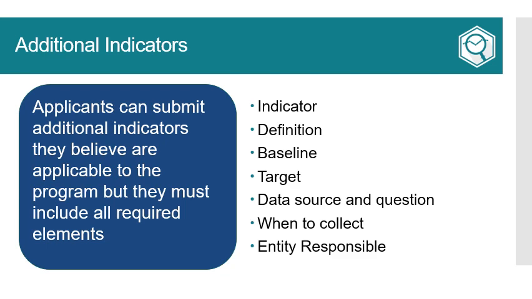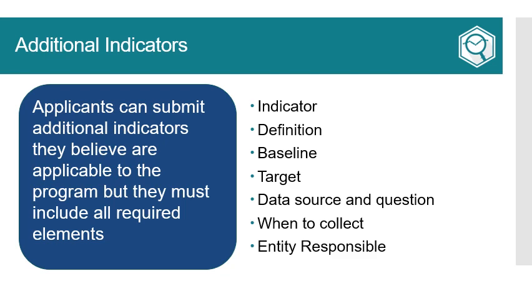The PMP format that ECA provides can be used to help develop any additional indicators by providing a structure for the information necessary. Any custom indicators should still include the indicator's title, definition, baselines and targets, data source in question, when to collect the indicator, and the entity responsible.